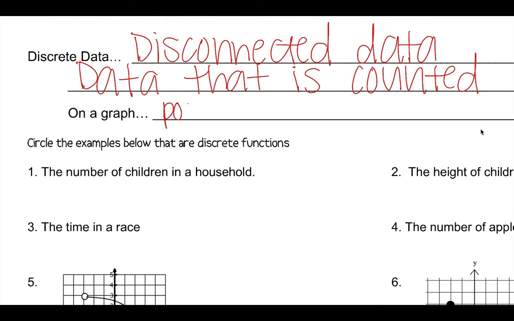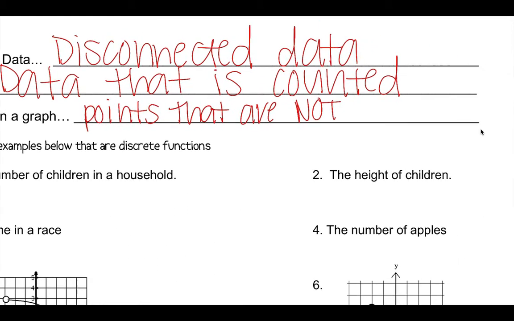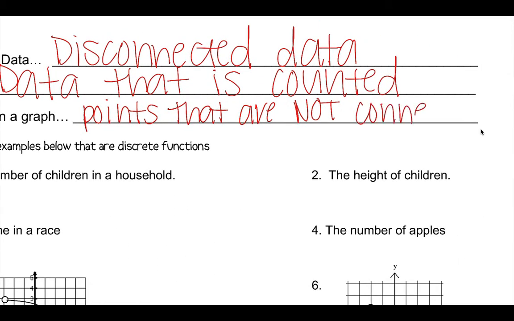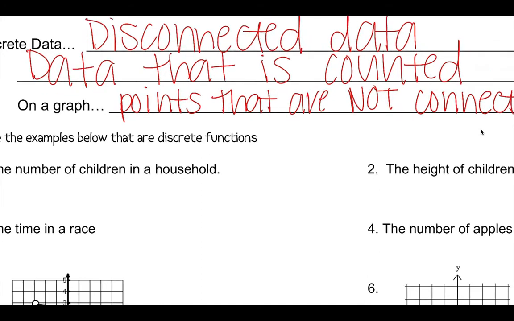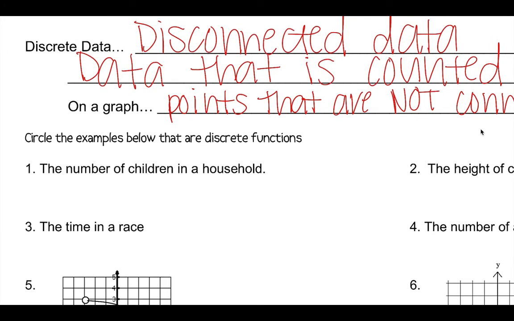These are points that are not connected. So they're separate points. There's not lines drawn between the two points, because if I start drawing lines between things, then we're going to have halves. We're going to have 3.2, 3.236. And disconnected data is things that are not connected.